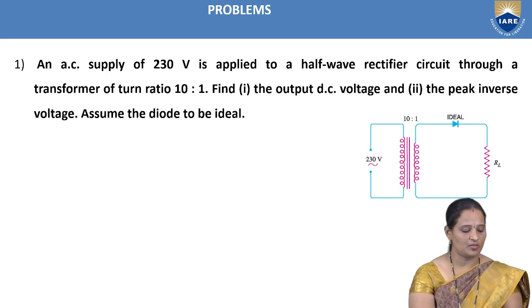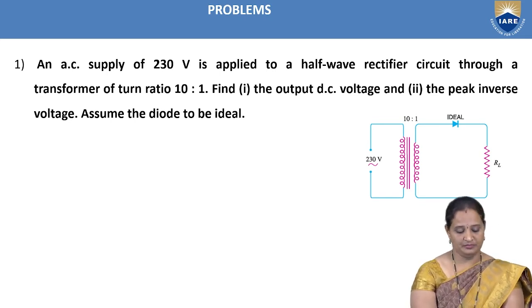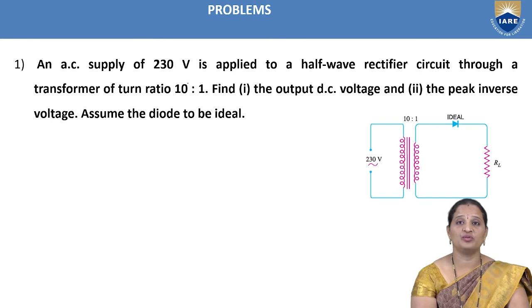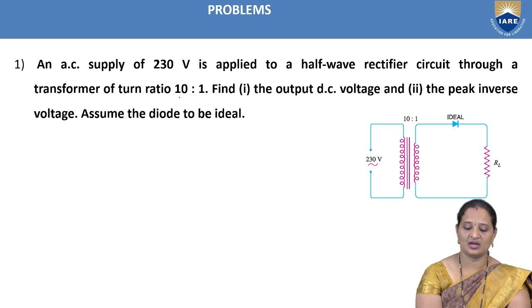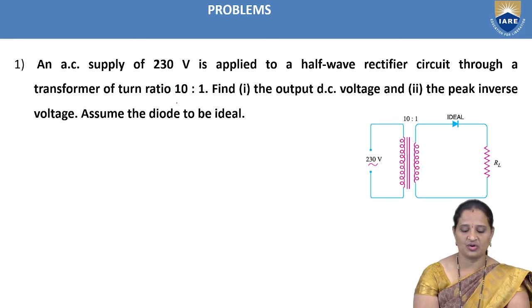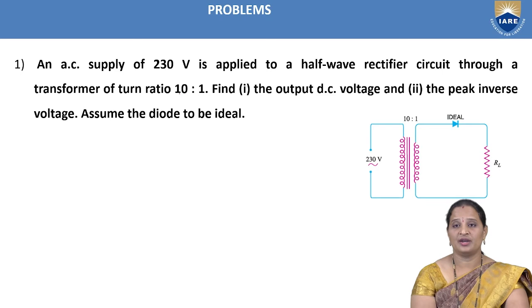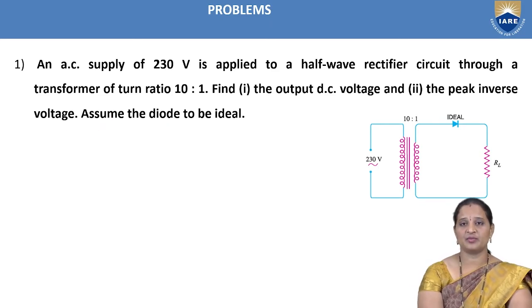Now let us take the first problem. An AC supply of 230 volts is applied to a half wave rectifier circuit through a transformer of turns ratio 10:1. Here the AC supply rating is given, and the turns ratio of the transformer is given as 10:1. Find the output DC voltage and the peak inverse voltage. Assume the diode to be ideal. So this is the problem.